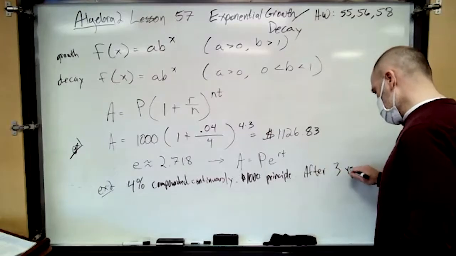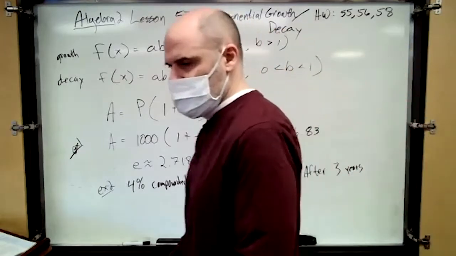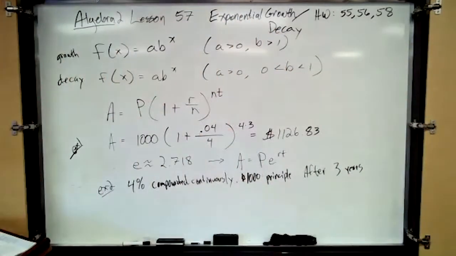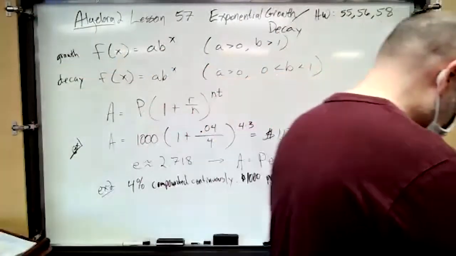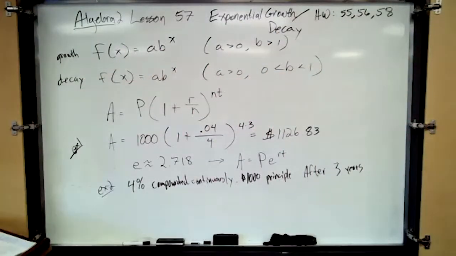Now, here's the cool thing. On your calculator, everyone take out your calculator if you have it. There is an E button. If you don't have an E button, then you can use 2.17.